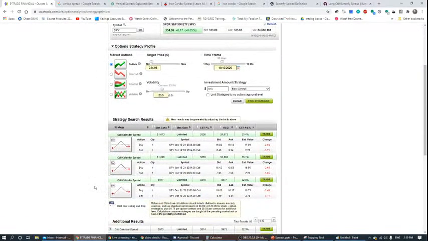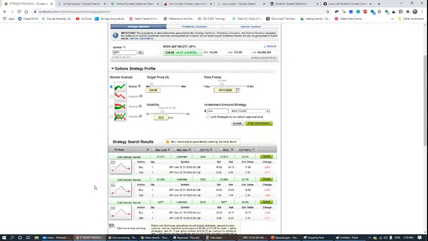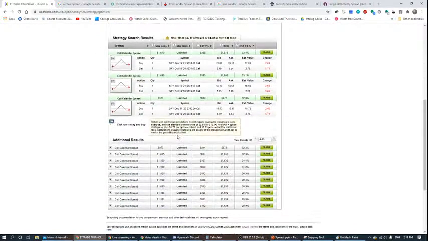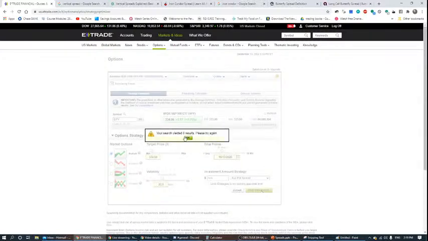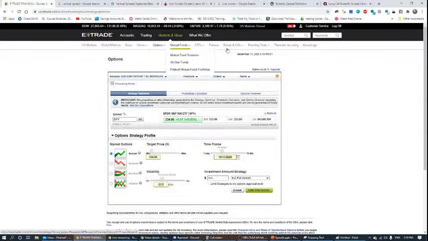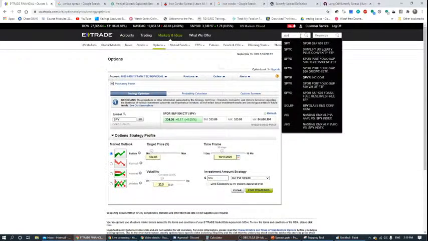Find strategies. So it's automatically set to 30 days out. Calendar spreads, I will talk more about calendar spreads later. Let's do bull call spread. Short put, married put. I don't even know what these mean. I don't even know what a married put is. That's dumb.